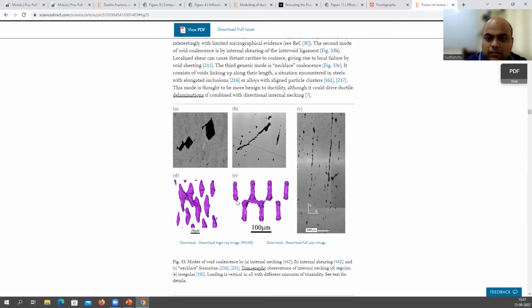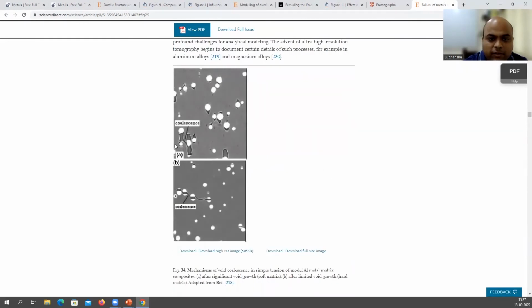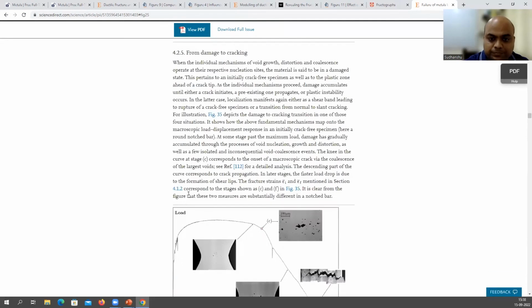See the arrow here. Okay. Here also voids are going to coalesce, right? Here also you can see voids were formed mostly in image A, mostly because of the debonding, right? And then you can see at the bottom left, see the arrow, you can see coalescence of those voids, right? In image B, the voids are nucleating mostly because of the fracture of the particle, and then they are also going to coalesce. Right? So this is how voids nucleate, they grow and then coalesce.